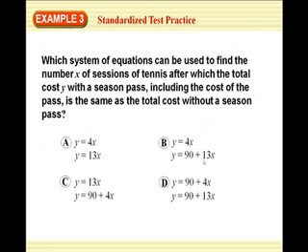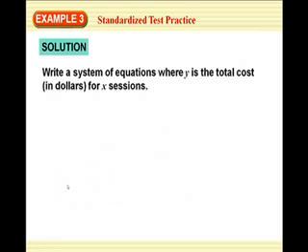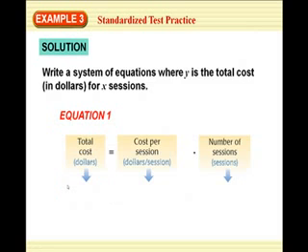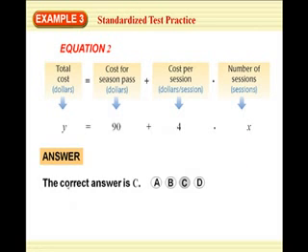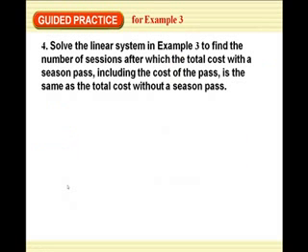So it's looking like C. This is the one without a season pass. This is the one with the season pass. So it's C. There's the one without, and here's the one with, so it's C.